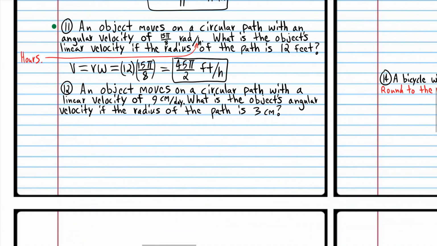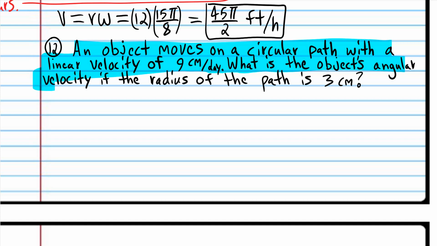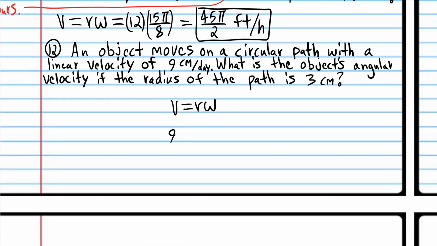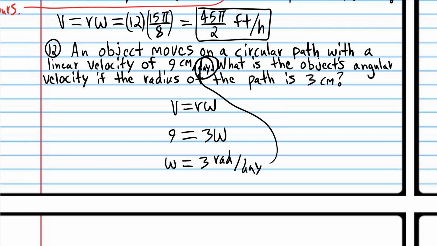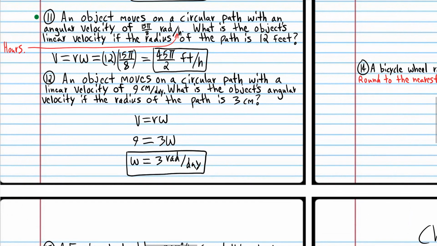Okay, we're back. An object moves on a circular path with a linear velocity of 9 centimeters per day. What is the object's angular velocity if the radius of the path is 3 centimeters? So now we're going backwards. We're trying to find the angular velocity. We have the linear velocity is 9. The radius is 3 centimeters. And we're looking for the angular velocity. So if we divide both sides by 3, we get 3. And that's it. All we have to do is write our units. So it's radians per day. And how did I know it's day? Because we have days up here. So there you go. If you got that one right, perfect.